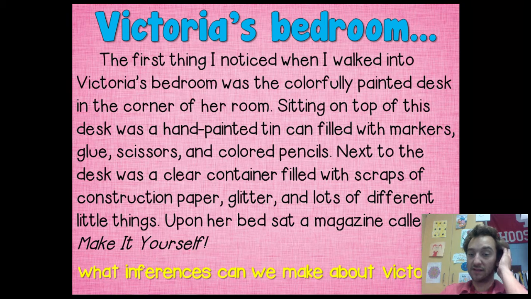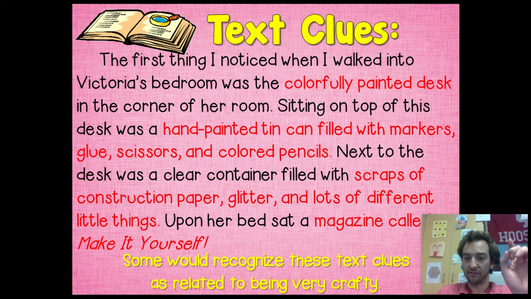Next to the desk is a clear container filled with scraps of construction paper, glitter, and lots of different little things. Upon her desk was a magazine called Make It Yourself. So now we have two more clues. We have the tubs full of paper and glitter, and we have a magazine called Make It Yourself. So we have these clues here in red. She has all these different things about her. What inferences can we start to make based on that evidence?